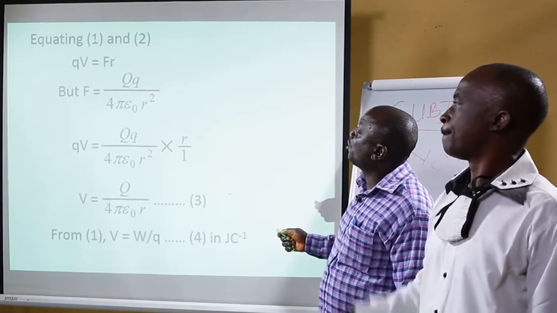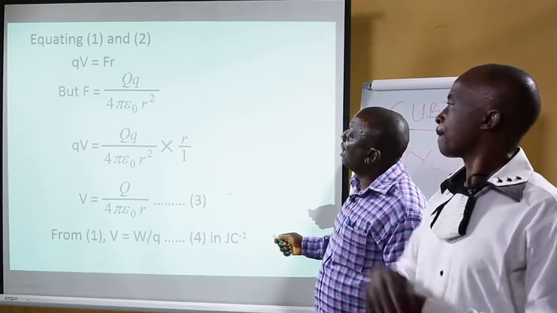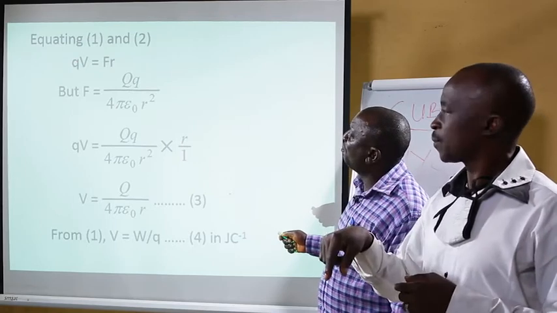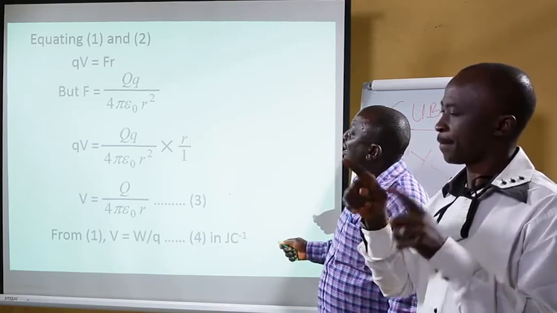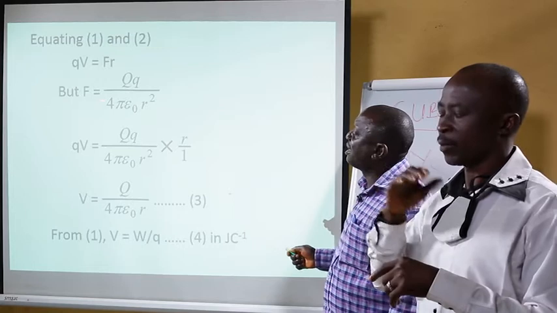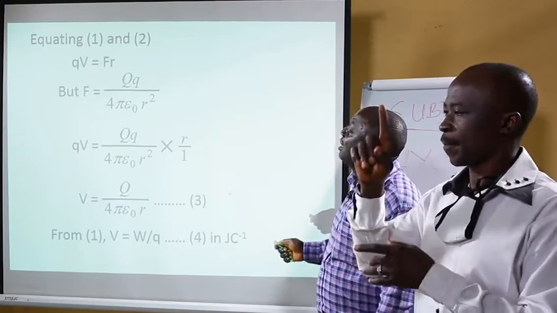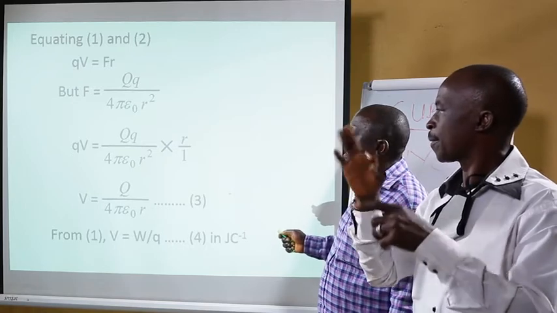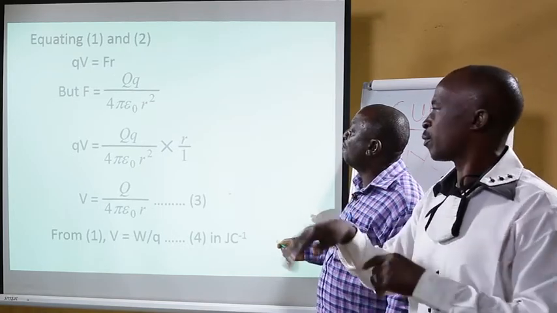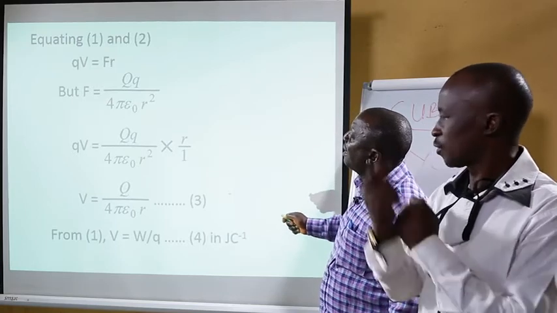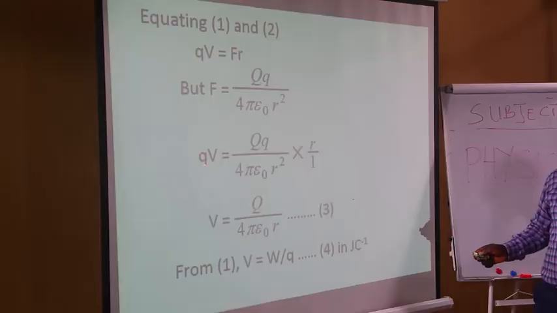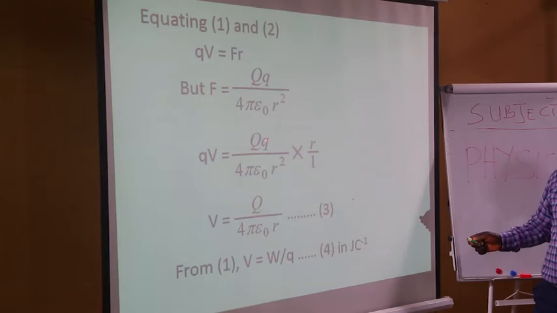Now equating equation 1 and 2, we will have small q V equals capital F times small r. But capital F, from our knowledge of electric field part 1, we saw that electric force capital F is equal to the product of charges QQ over 4 pi epsilon naught r squared. So if we substitute for F in the above equation, we will now have small qV equals capital Q times small q over 4 pi epsilon naught r squared times r over 1.